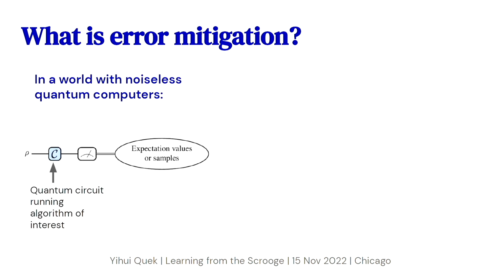So I'm going to just elaborate on that. In a world with noiseless quantum computers, most quantum algorithms we know take the following form. You prepare an input state, you send it into a quantum circuit which runs your algorithm of interest, and then you measure that quantum circuit, which you can either do many measurements and get an expectation value of some observable of interest, or you can just do isolated measurements to get samples from the circuit.